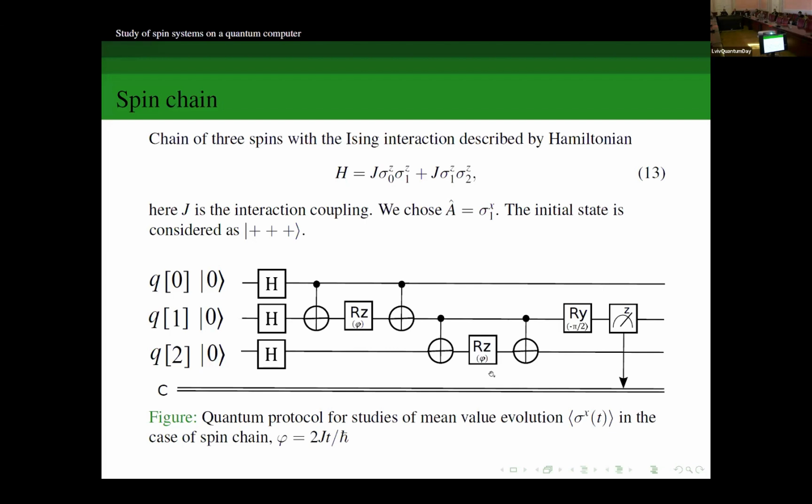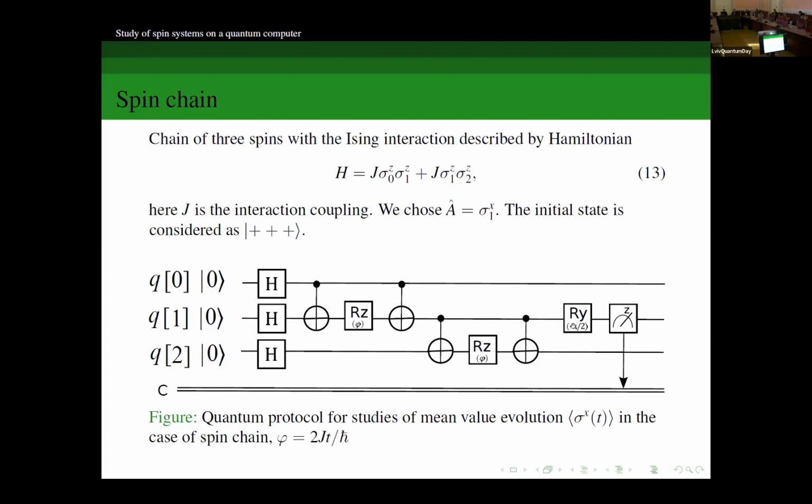In this case, you can easily find the sigma 1x operator which anti-commutes with this Hamiltonian. It is very simple because the x component anti-commutes with z here and with z here. So it's not a big problem to find an operator which anti-commutes with the total Hamiltonian.